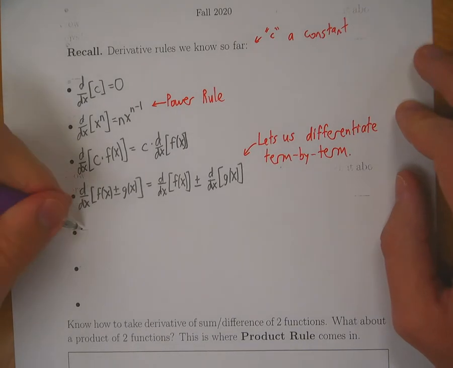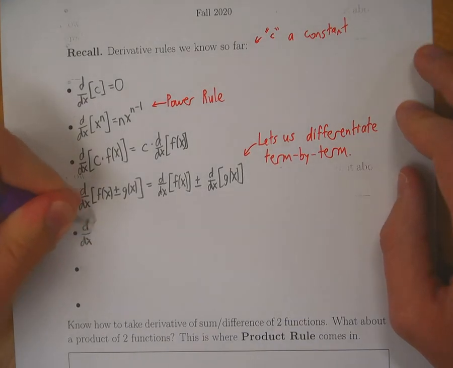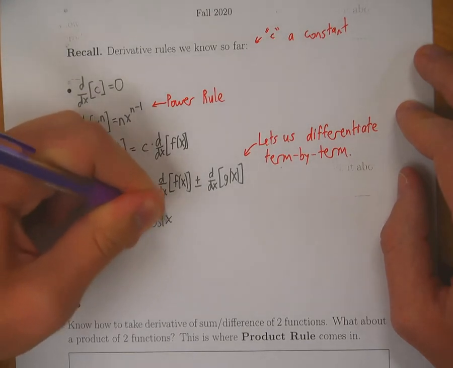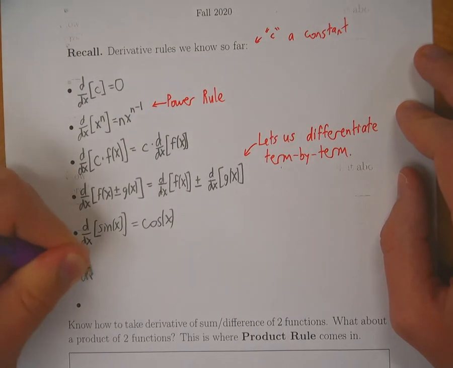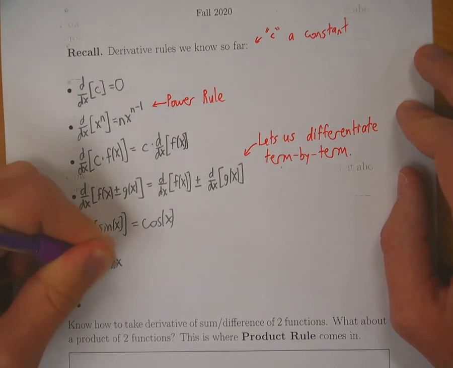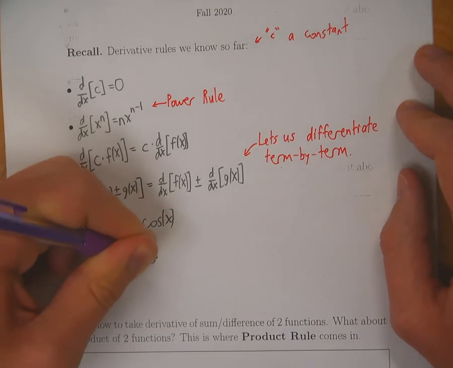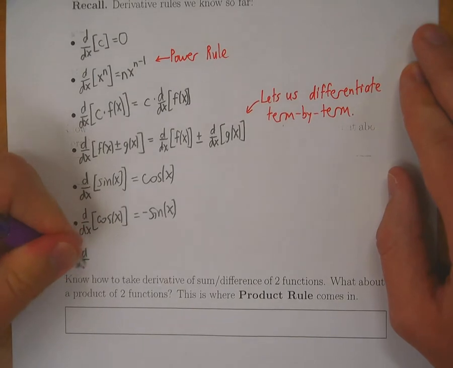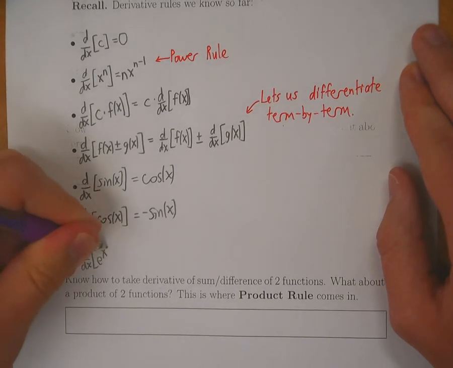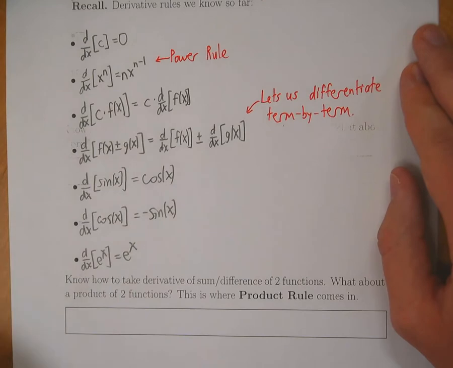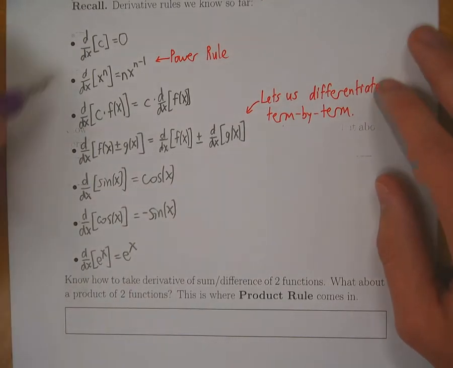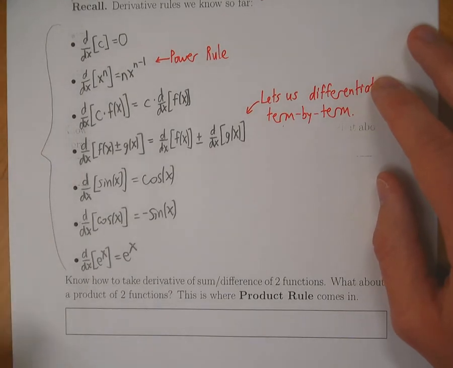Okay. And then the derivative of some more explicit functions. Sine, the derivative of that is going to be cosine. Derivative of cosine is negative sine. And then the derivative of e to the x is just e to the x. Okay. So that's all the rules that we know so far, just from lesson 7.